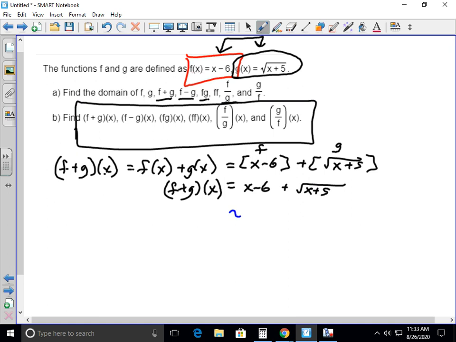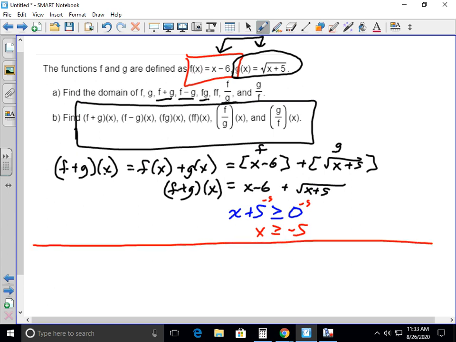So x plus 5 has to be greater than, or it could be equal to 0. As long as that expression is greater than 0, it's okay. We can take the square root of any positive number. Or if that expression equals 0, that's okay also. We can take the square root of 0. So if we subtract 5 from both sides, that means x needs to be greater than or equal to negative 5. So that's the domain for that particular function.